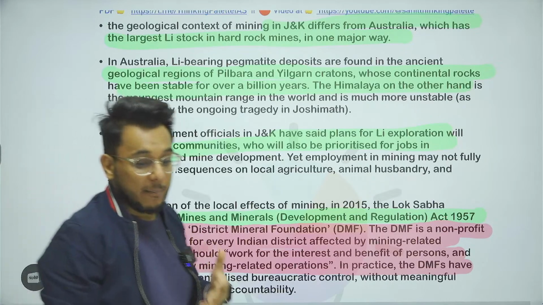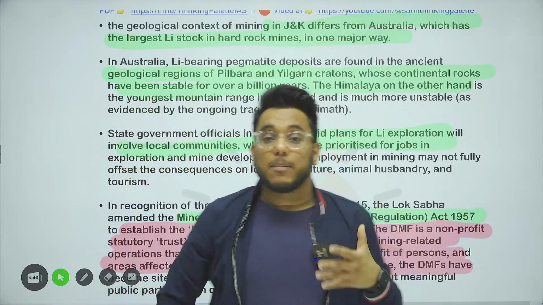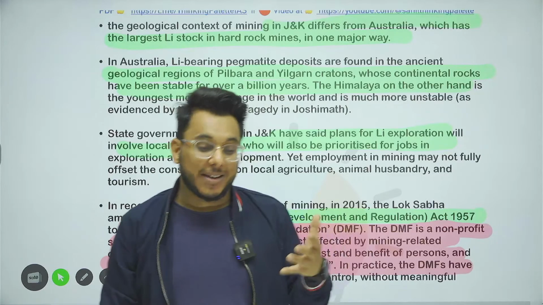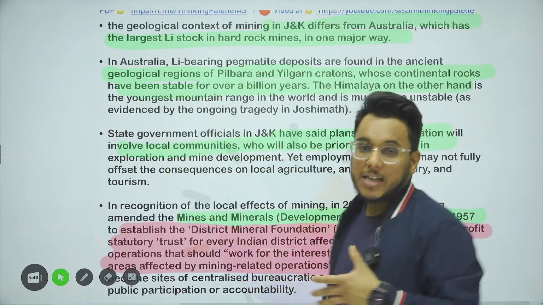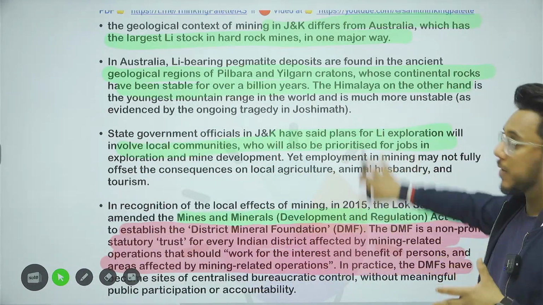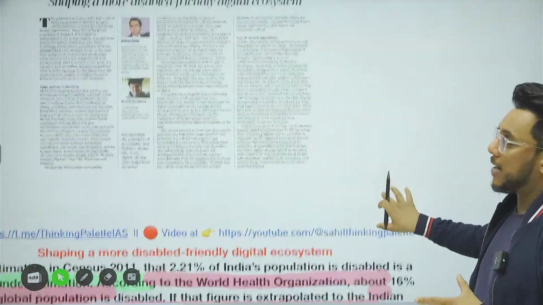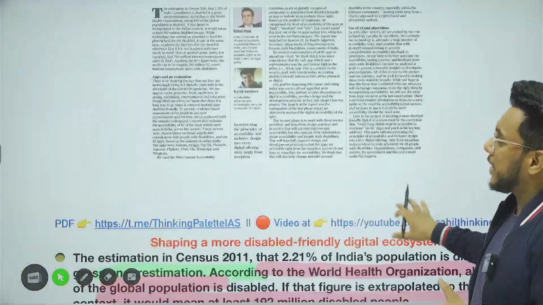On one hand, they are important. On one hand, they are promising a lot of development, but at the same time, environmental disasters might also be waiting. Fine. So this is all about this particular article. Now guys, moving to the next article.